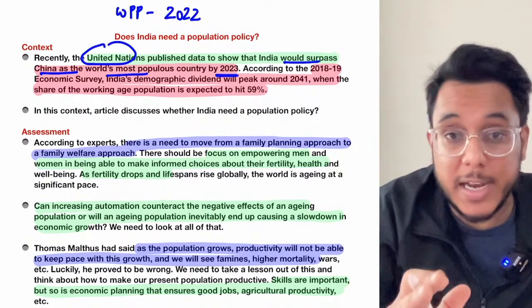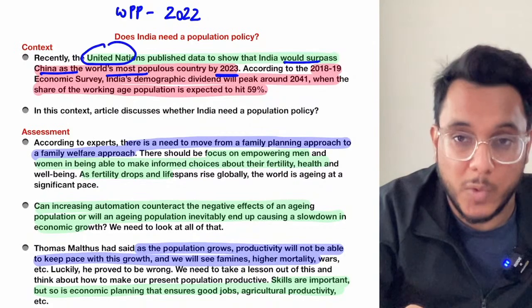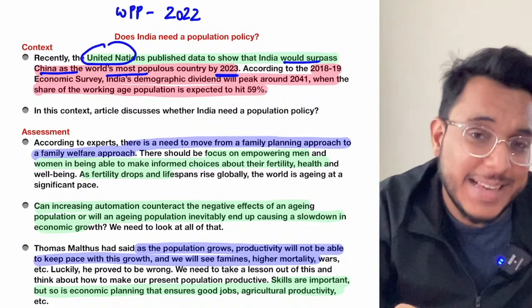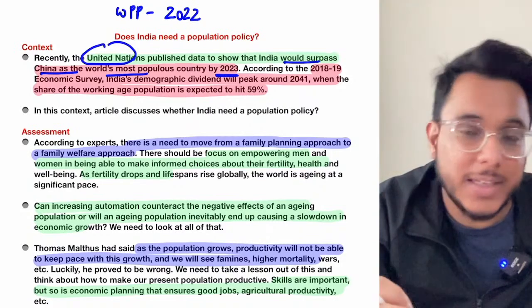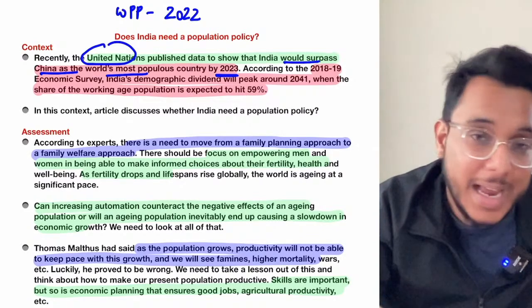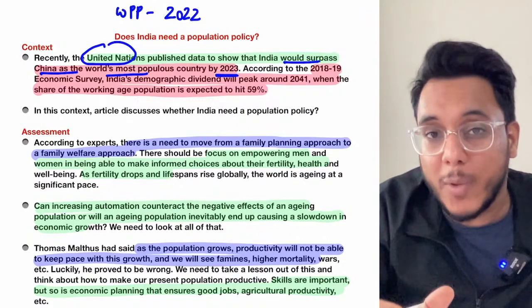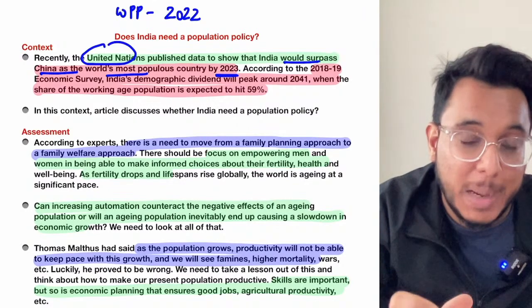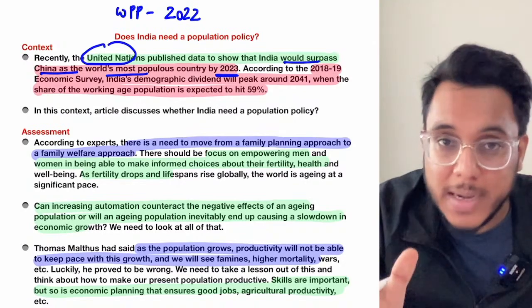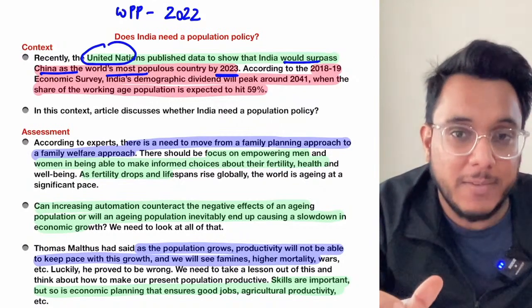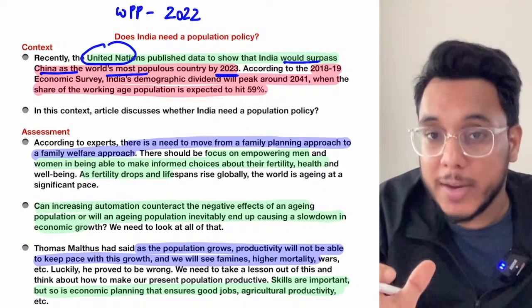So by 2023, India will be the most populous country in the world. Now, when we talk about India being the most populous country, there is an inherent advantage for India that we all the time say: that India has a young population, and this young population will provide an economic advantage to India because it will participate in economic activity.